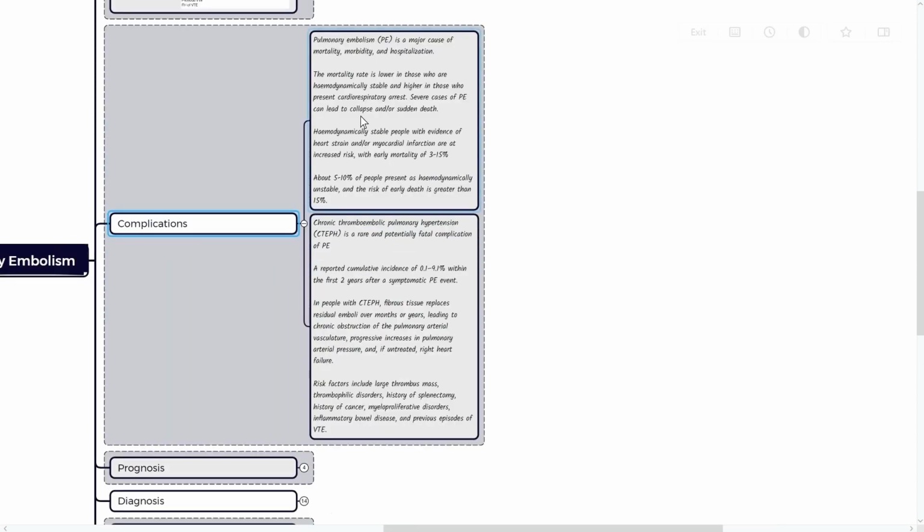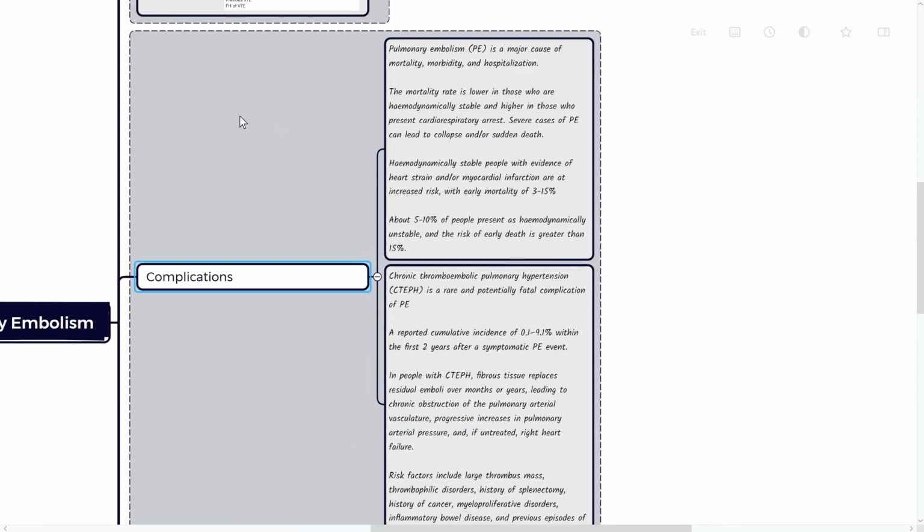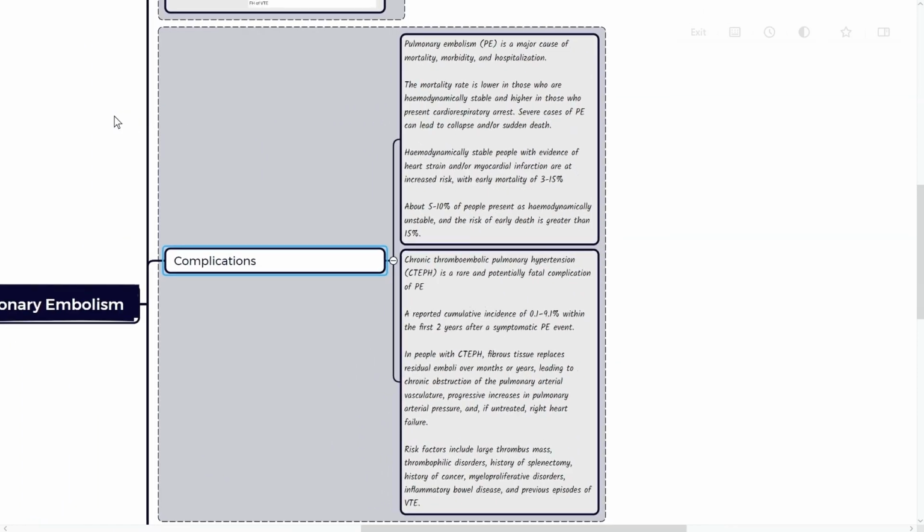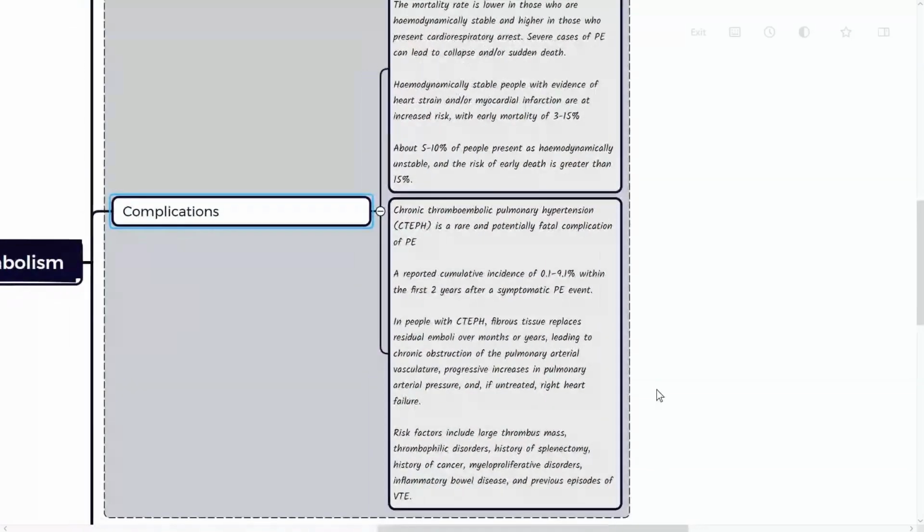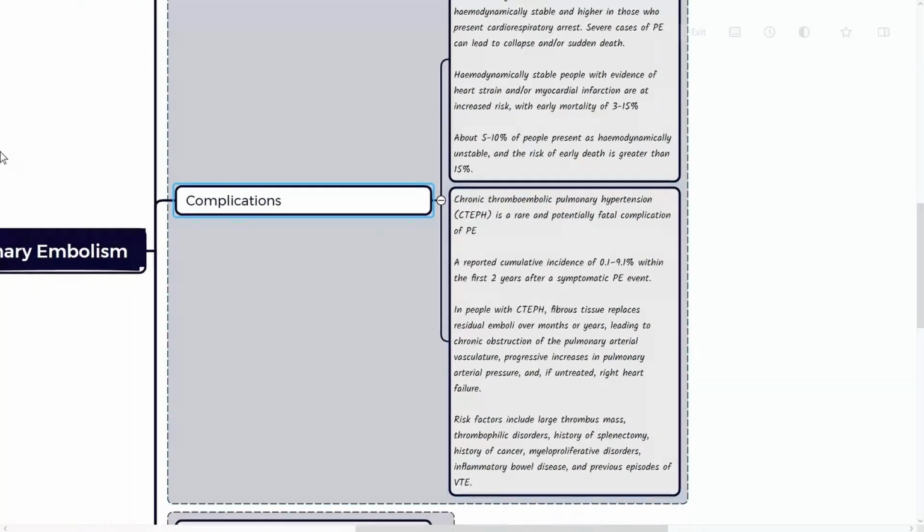Complications of PE. Pulmonary embolism is a major cause of mortality, morbidity, and hospitalization. The mortality rate is lower in those who are hemodynamically stable and higher in those who present with cardiorespiratory arrest. Severe cases of PE can lead to collapse and/or sudden death. Hemodynamically stable people with evidence of heart strain and/or myocardial infarction are at increased risk, with early mortality of 3–15%. About 5–10% of people present as hemodynamically unstable, and the risk of early death is greater than 15%.